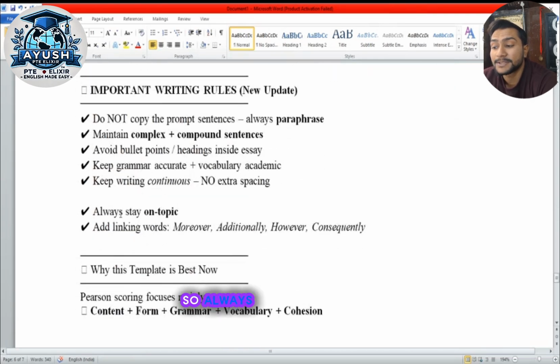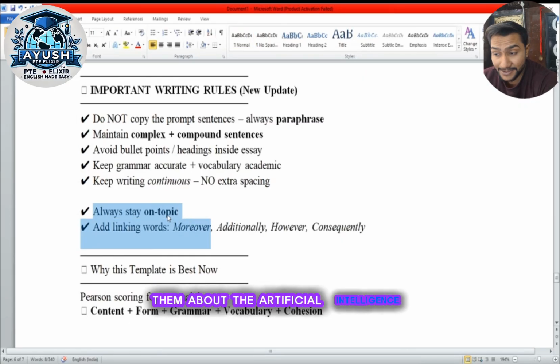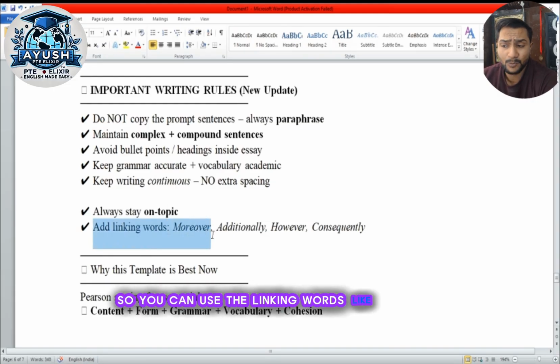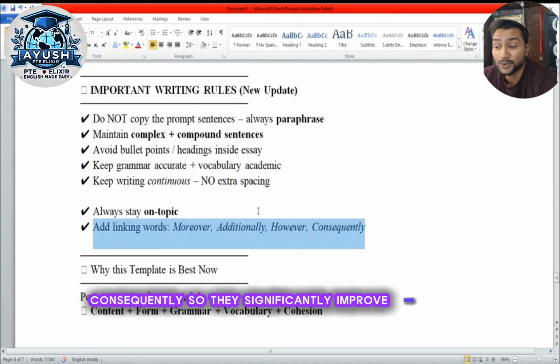So always stay on the topic, never go out of it. Like, if they're asking about AI, you have to tell them about artificial intelligence and nothing else. You can use linking words like moreover, additionally, however, consequently, so they significantly improve your score.